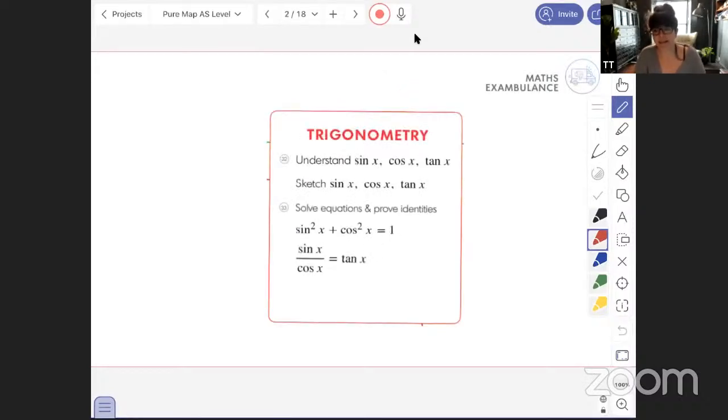So first years, it seems like there's very little for you to actually know. You have to know what sin x and cos x and tan x actually are.